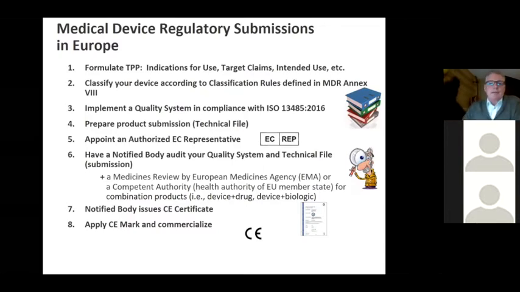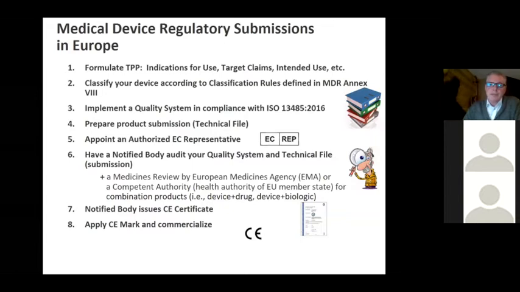Similar to Canada, in order to do your regulatory submission in Europe for a medical device, you would have your TPP. You would then classify your device according to classification rules within the MDRs, the medical device regulations for Europe. You would implement your quality system in compliance with ISO 13485, prepare your submission, appoint your EC representative, and then have that notified body come in and inspect your quality system, as well as your technical file.